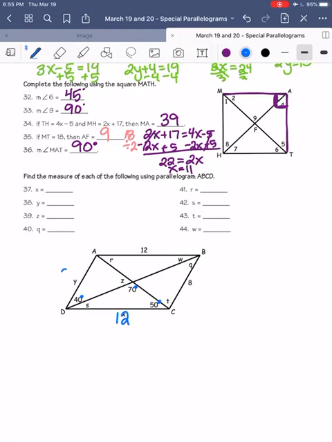All right, so do we agree 12 goes here because opposite sides are congruent, and 8 would go here? All right, 40 is here. Well, it also can go here because of alternate interior angles. We can do the same thing with the 50. So the 40 is going to go here by alternate interior. The 50 is going to go here by alternate interior.